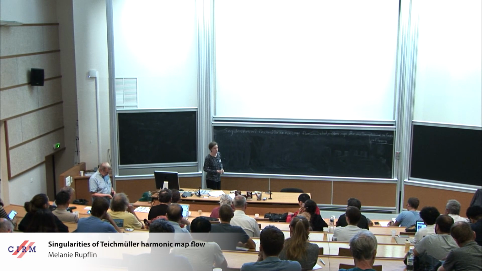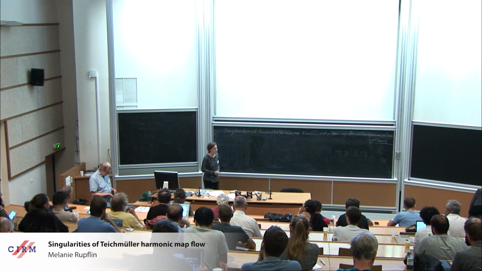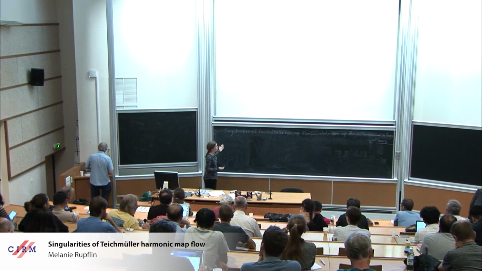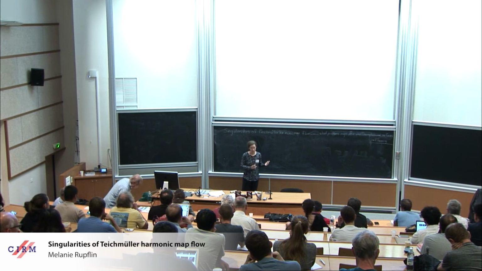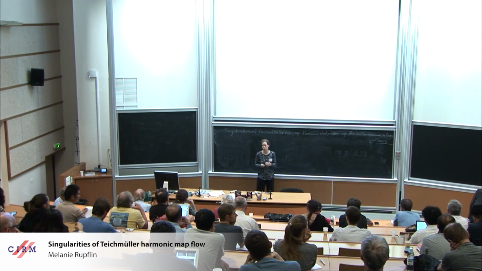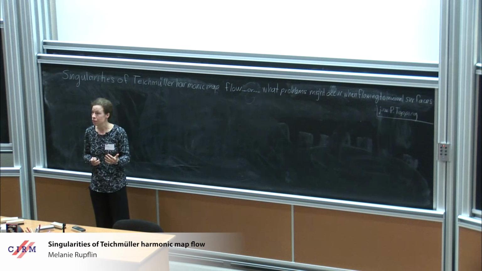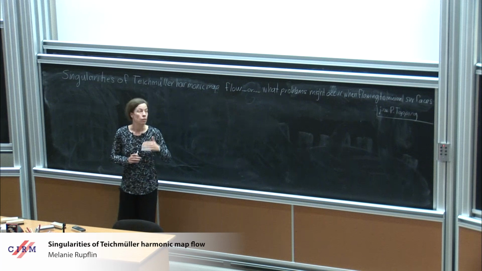So what I want to talk about today is the singularities of Teichmüller harmonic map flow, and really what can happen when you try to take a surface and flow it to turn it into a minimal surface. You can run into some problems, or rather, as mathematicians we will probably say some interesting phenomena, but what I will try to convince you is that the problems are not too bad and you can continue a flow canonically all the way until you arrive at your minimal surface.